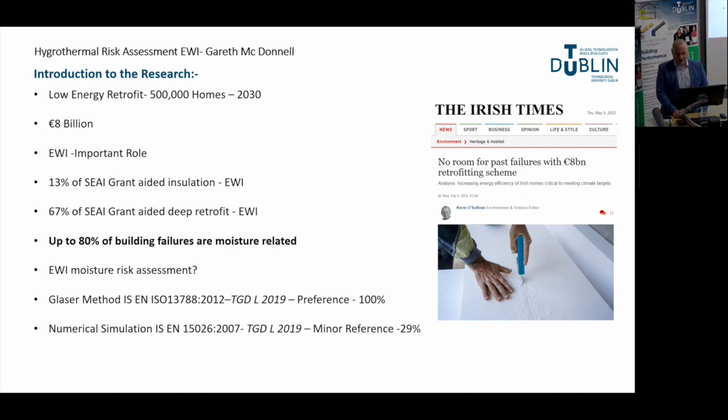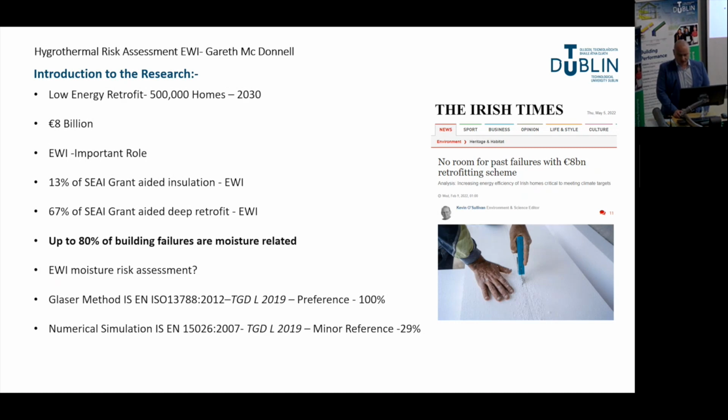Research from the UK in 2016 indicated that 80% of building failures are moisture related. How are these moisture risks being assessed? Of the 2 available methods for hydrothermal risk assessment referenced in Technical Guidance Document L 2019, a significant preference is indicated for the simplified building modelling, i.e. the Glaser method, whereas numerical simulation is given a minor reference.